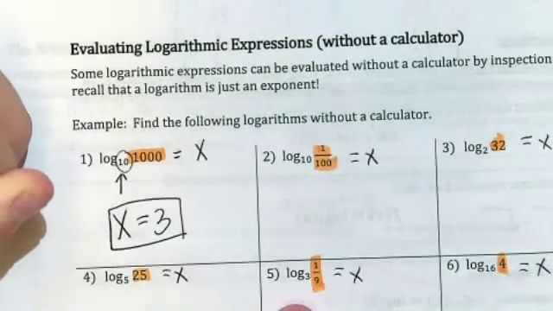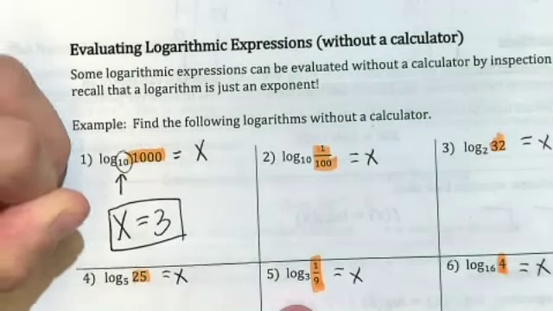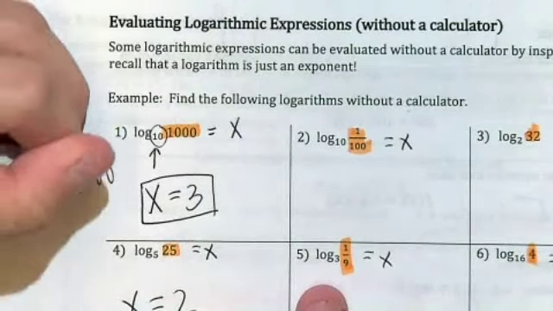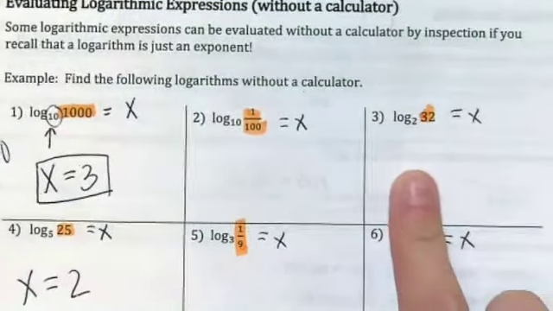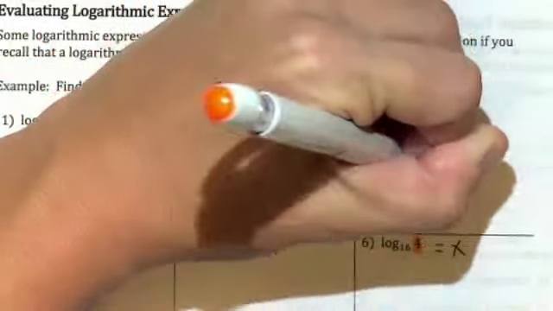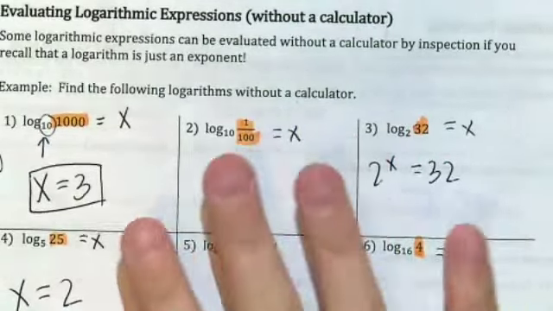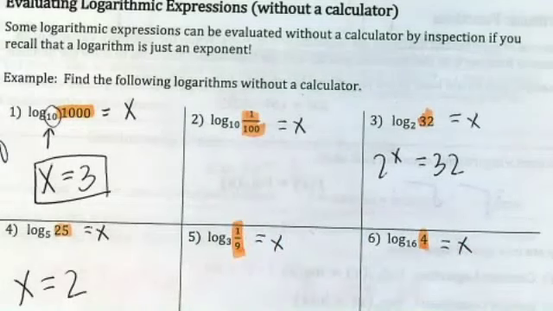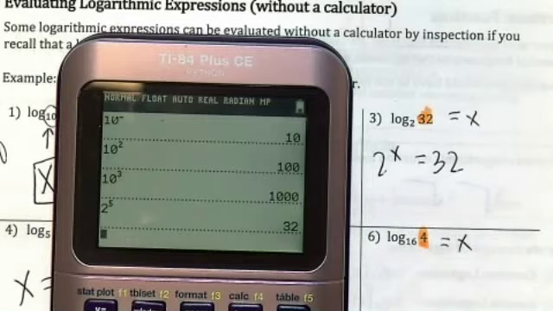And basically, a lot of the times how that's set up is 10 to the power of what is equal to 1,000 is another way that you can think about it. And we figured out that 10 cubed was equal to 1,000. I could do the same thing here. I could say 2 to what is equal to 32. Again, that relationship: 2 to the power of something gives me 32. So I'm going to put it in my calculator. 2 to the what is 32. I keep guessing and checking, and then I eventually get to 2 to the 5th is 32.